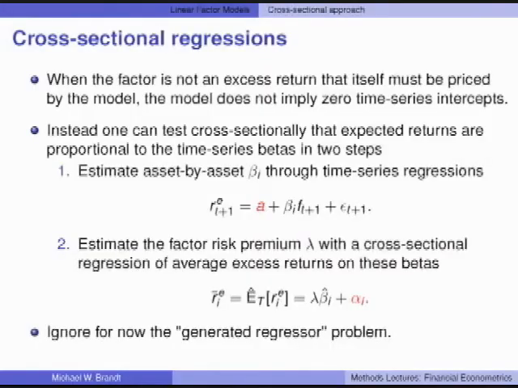Equipped with a cross-section of beta i's, we can then run a cross-sectional regression relating the average return of our n assets to the measured betas of the n assets. That cross-sectional regression, where the betas are regressors now, should have a slope coefficient that's equal to the factor risk premium lambda, and the residuals here are alphas, because they're the differences between average realized returns and theory implied returns, which are lambda times betas.